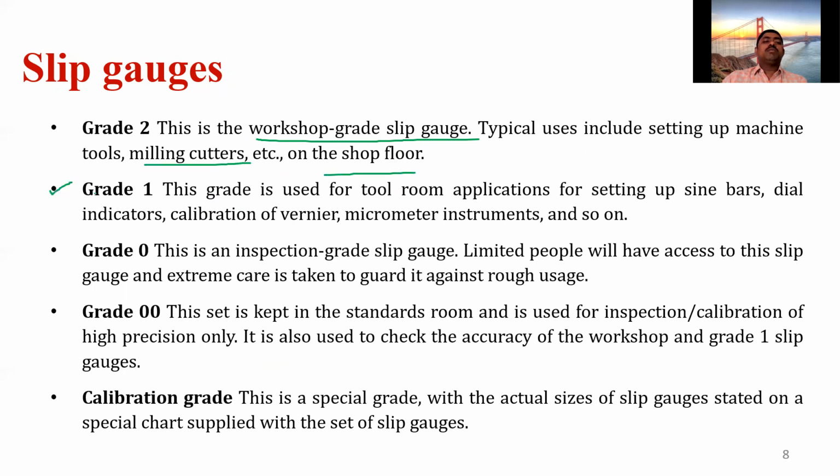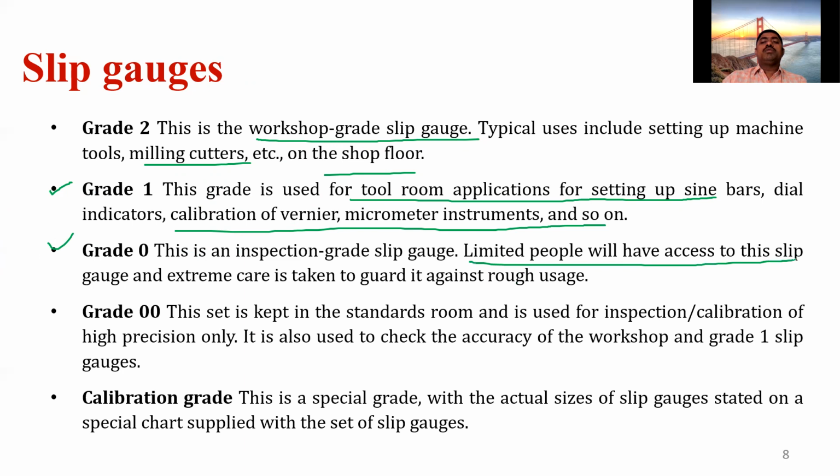on the shop floor. Whereas grade 1 slip gauge is used in tool room applications for setting up of the sine bars, dial indicators, and calibration of vernier calipers, micrometer instruments, and so on. And grade 0 is inspection grade of slip gauge, which is limited. So this grade is used by limited people because extreme care is to be taken to safeguard it against the rough usage of the grade 0 slip gauges.